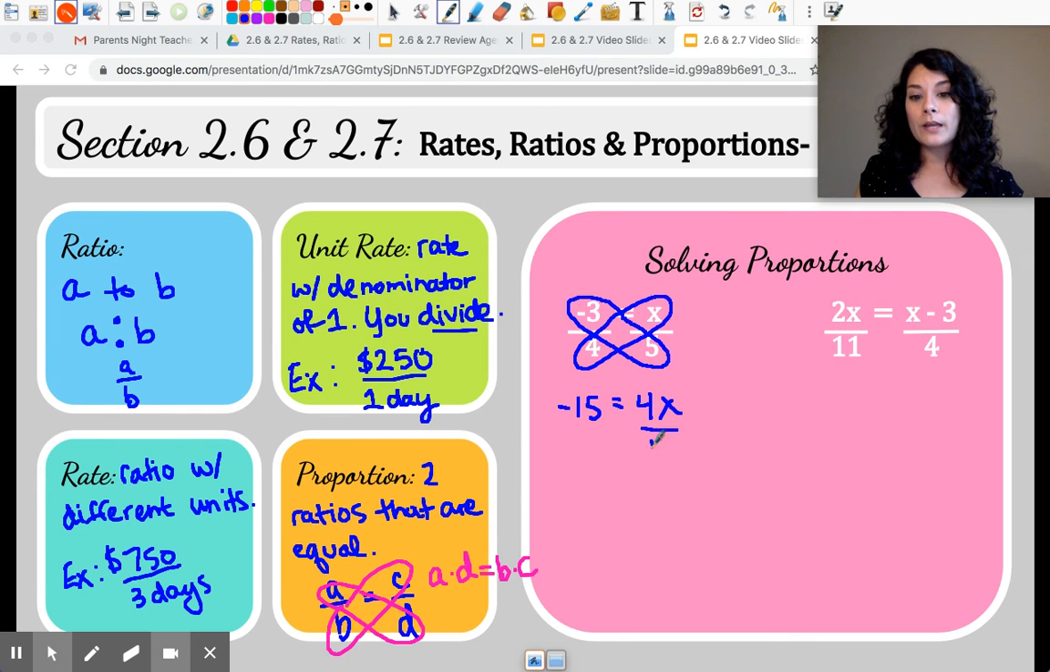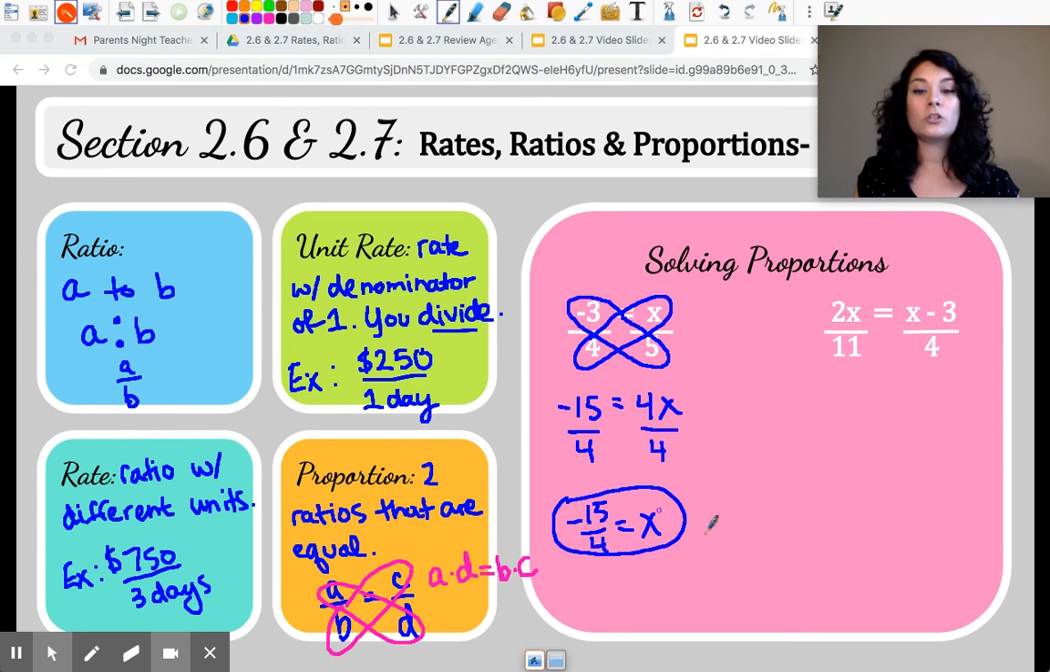So now it's a one step. I can just solve this. If I divide both sides by 4, I can either do long division and make it a decimal, or again, I could just look at this as a fraction and say negative 15 fourths, that's not going to reduce, so I'm just going to leave it as negative 15 fourths. There's no need to go through and make it a decimal. I can just leave it as a fraction if I want.